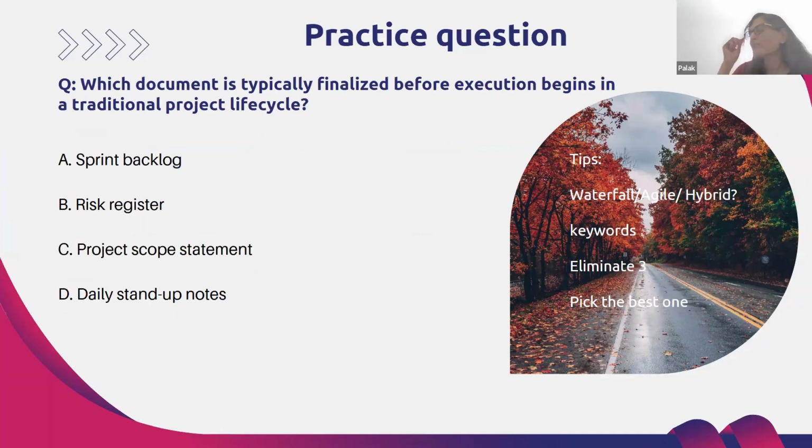So here we have the direct knowledge check question type. Which document is typically finalized before execution begins in a traditional project lifecycle? A, sprint backlog, B, risk register, C, project scope statement, or D, daily stand-up notes?